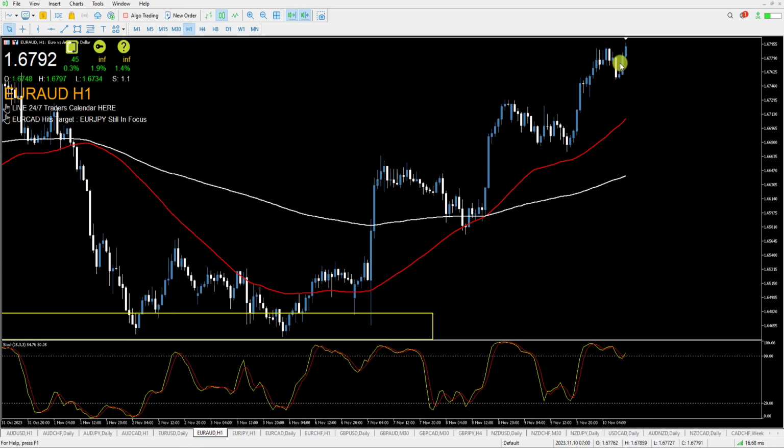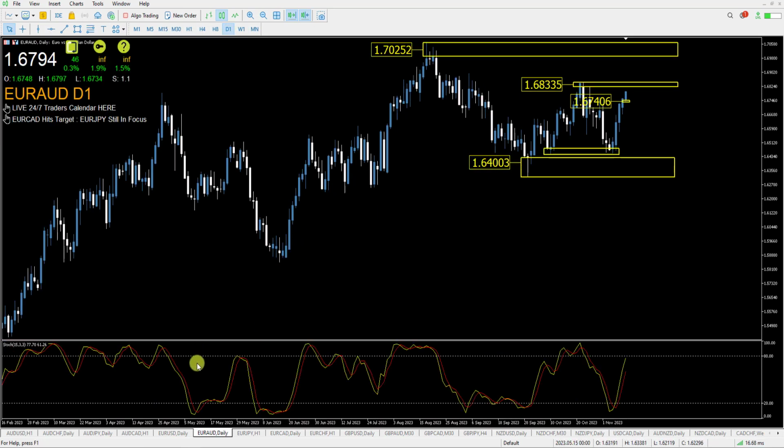I think if you're going to watch anything, you can either watch the hourly time frame. That little buying area through here could be of interest, which is around about the 167.40 area. That area could be quite interesting if we do get obviously that little bit of a pullback in the market.